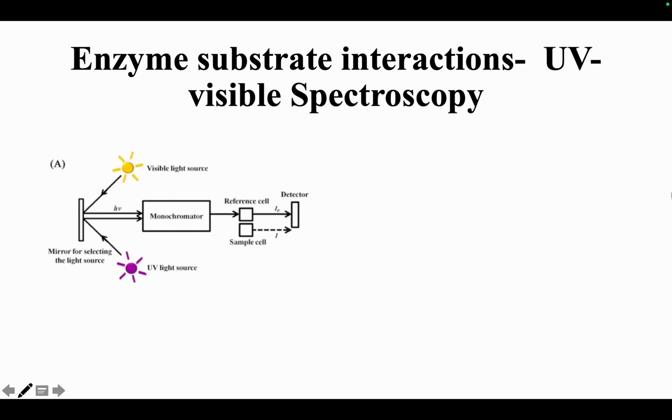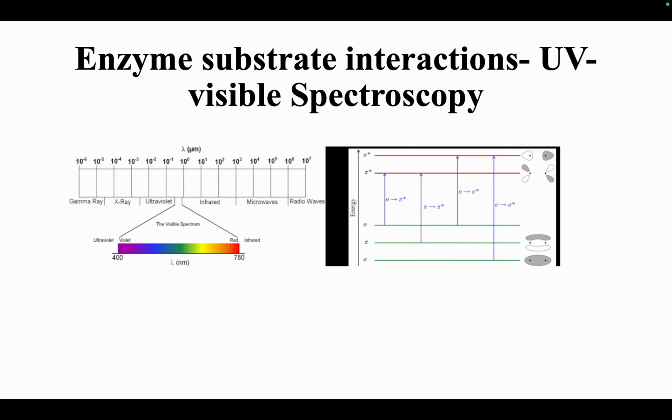So this absorption spectroscopy, or UV visible spectroscopy, we use this to measure the absorbance. We use the Beer-Lambert's law. This Beer-Lambert's law refers to absorbance equals epsilon C L, where epsilon is the molar extinction coefficient, C is the concentration, L is the path length, and this is the absorbance.